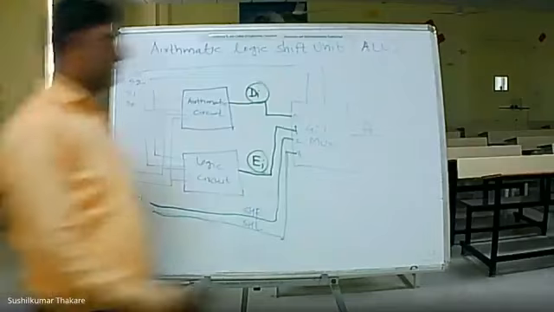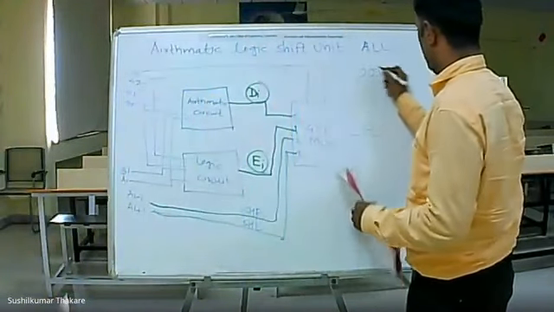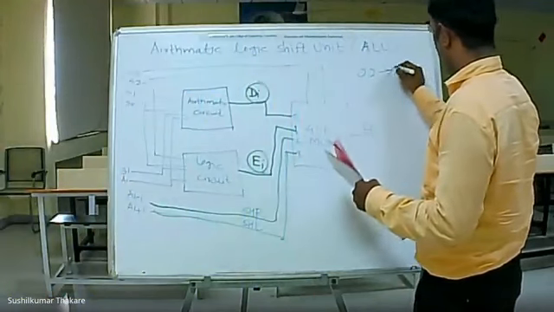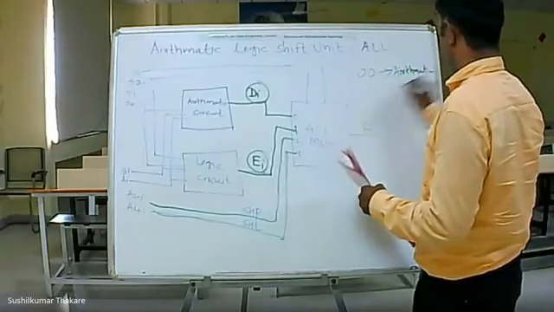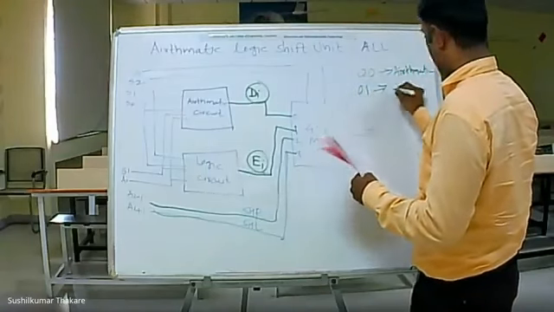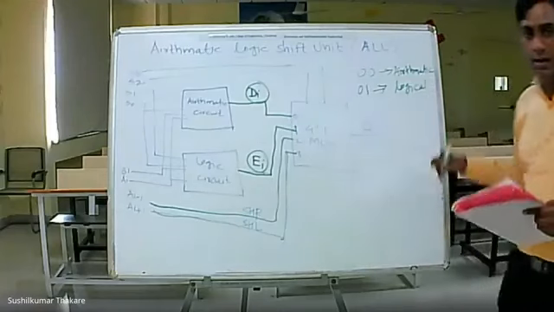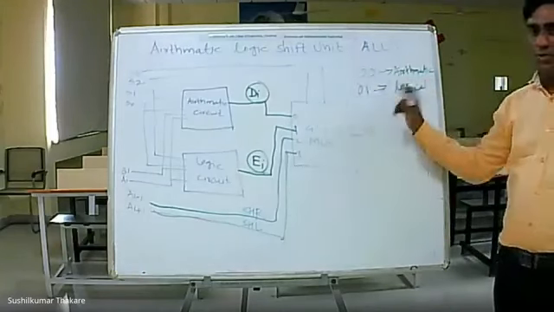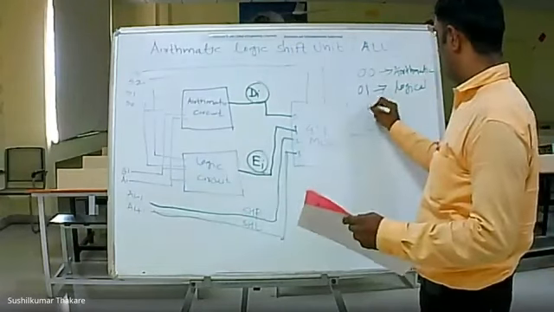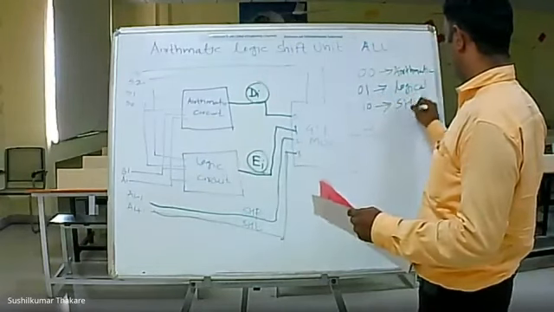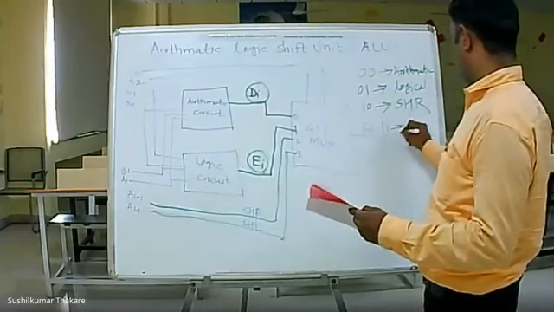In this case, write down the operations: 0 0 is arithmetic, 0 1 means logical operations, 1 0 is shift right, and 1 1 is shift left.